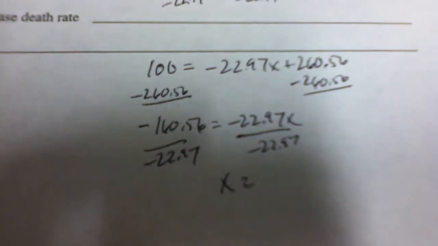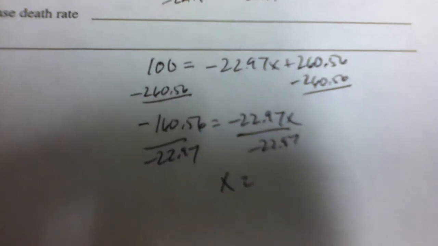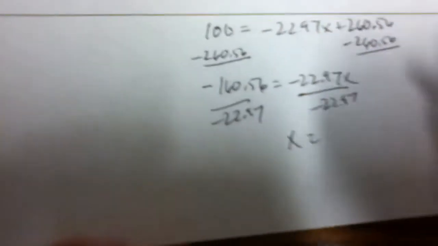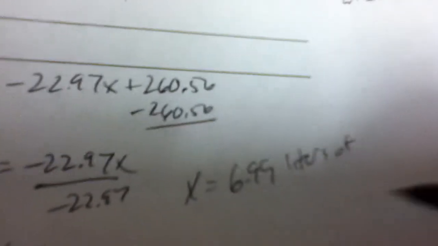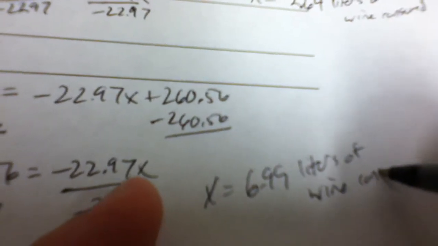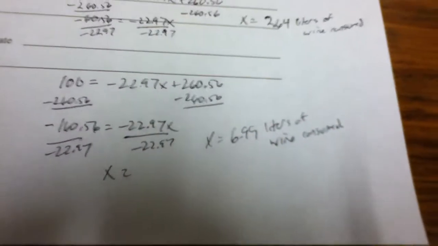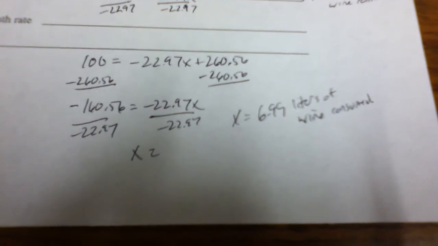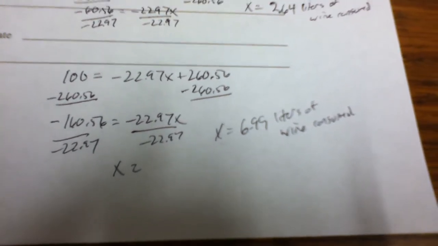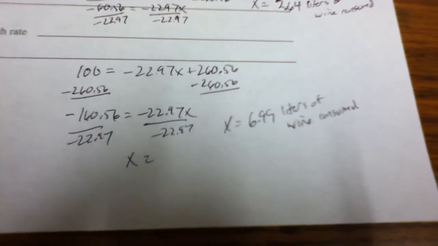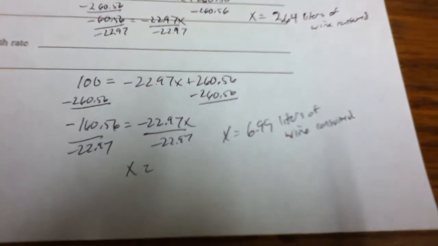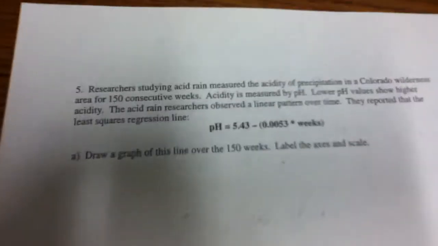which would give us the answer of 6.99. Now remember, x equals 6.99 is the liters of wine consumed. So, at a heart disease death rate of 100, the number of liters of wine consumed would be 6.99. Okay? Which leads us to question number 5.